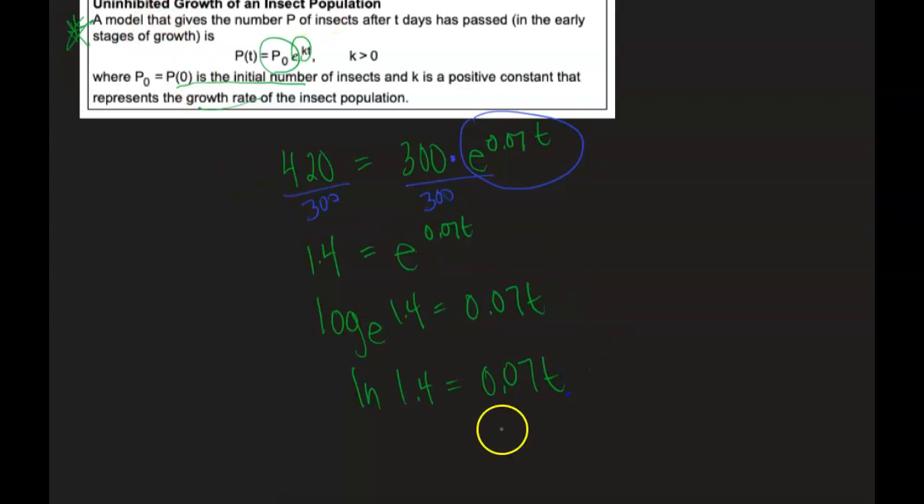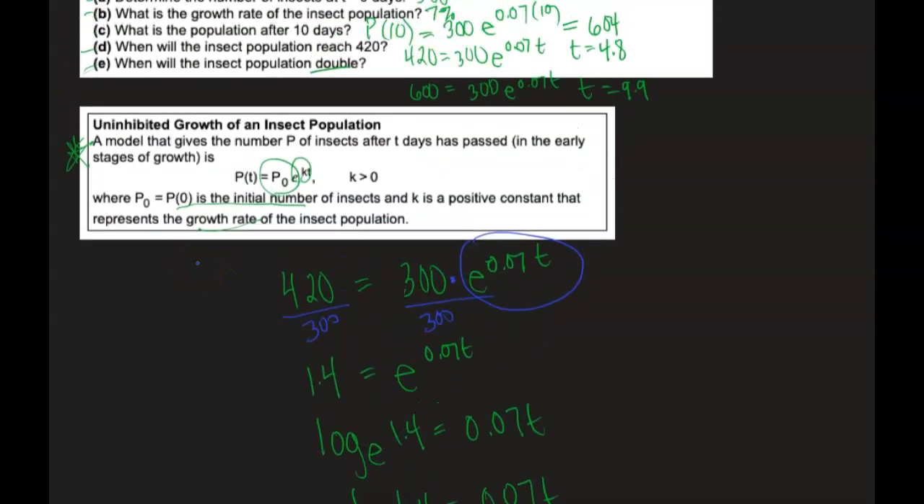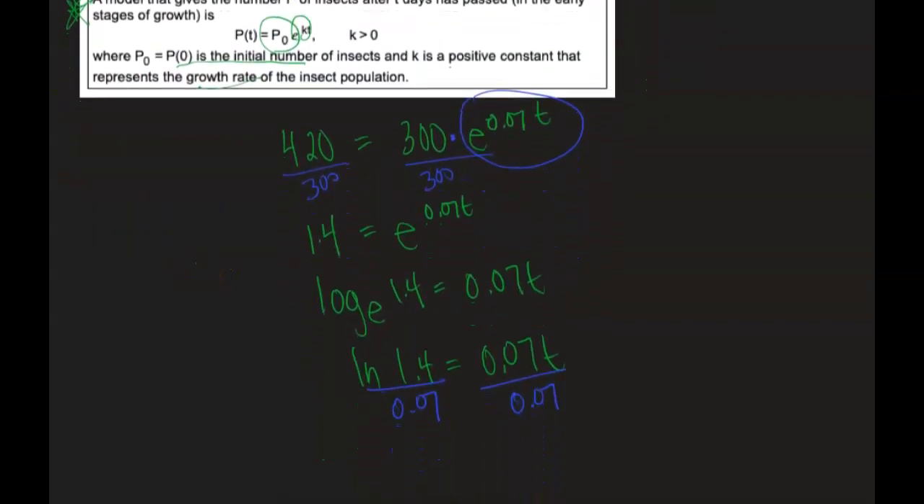Then I could get an approximate value for the natural log of 1.4, or I could just keep it like it is and divide both sides by 0.07 in order to get, what did I say that value was earlier? It should be approximately 4.8. 4.8 should be T. Now, if you do have a calculator that uses parentheses, make sure you close the parentheses here, then divide by 0.07 to get that value.